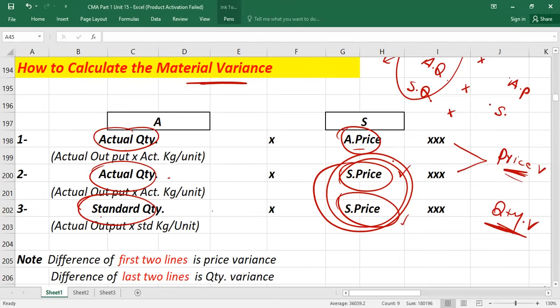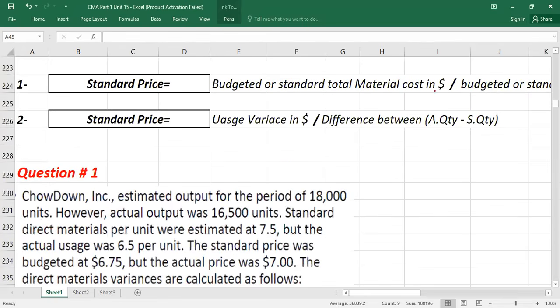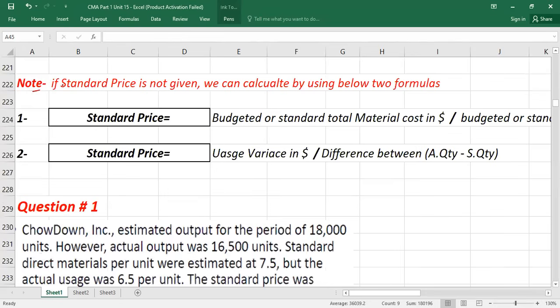So how would you calculate it? Look here. If standard price is not given, you can apply this note: if standard price is not given, we can calculate it by using the below 2 formulas. This would be your first priority if this data is given. If this is not given, then this would be your second priority. If the first data is given, use the first one. If the first data is not available, then use the second one. Standard price, how would you calculate it if it is not given in the question? Understood? So here we go.